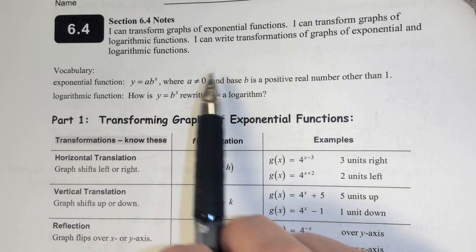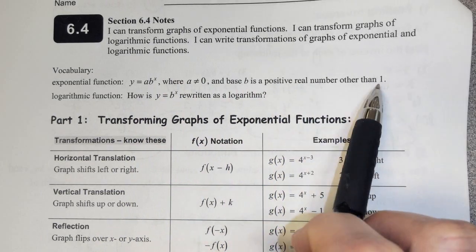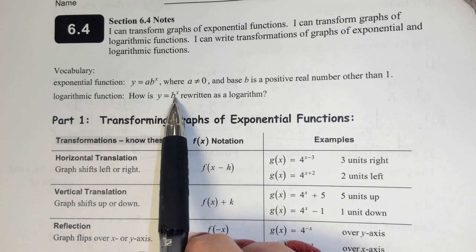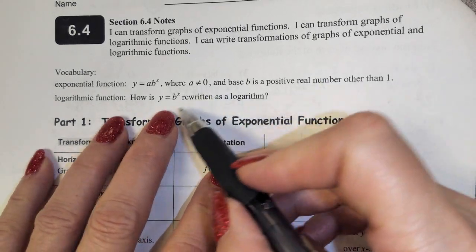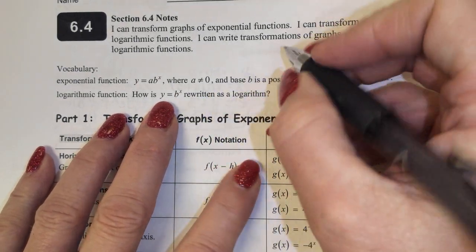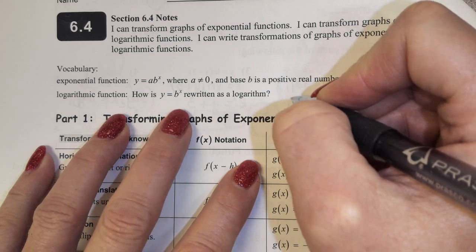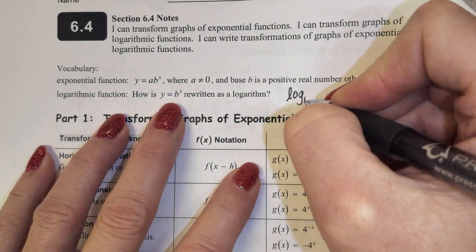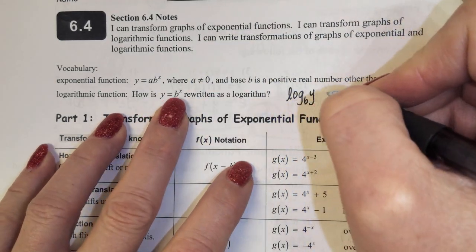A is not allowed to be 0. B has to be a positive real number other than 1. Logarithmic function, how is y equals b to the x rewritten as a log? Alright. Well, if I want to rewrite this as a log function, it would go like this. I would say log, find the base, go over to the other one, and then back to the exponent.